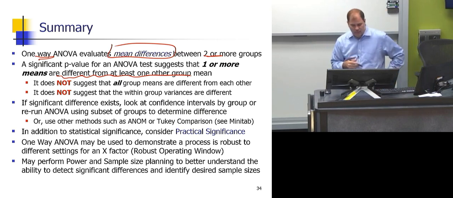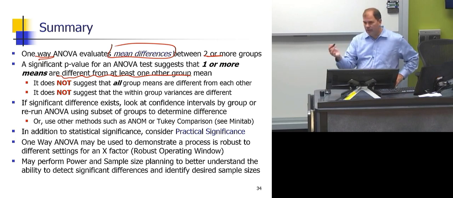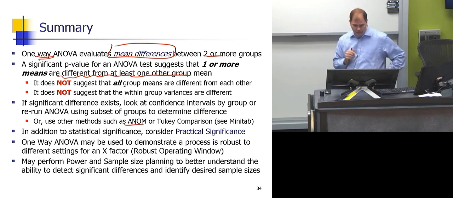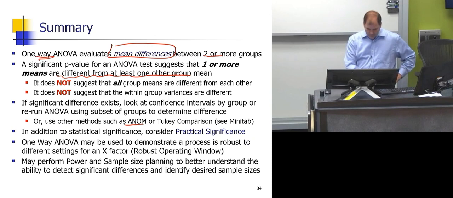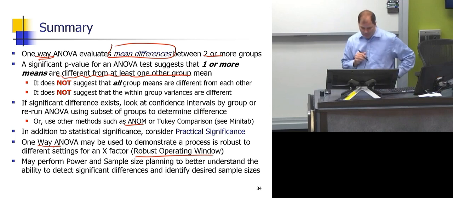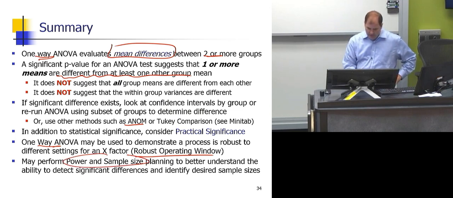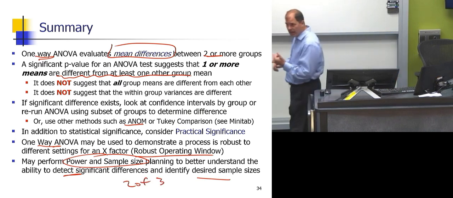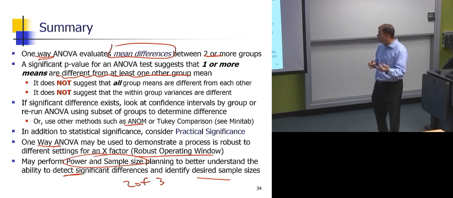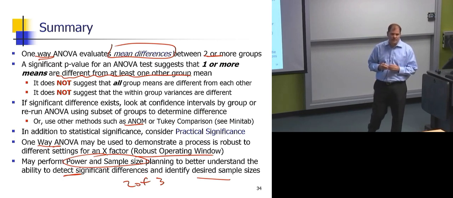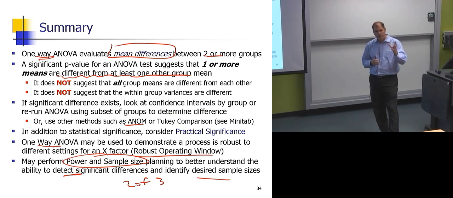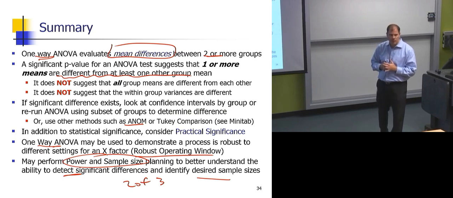If you do have a difference, we can follow that up, either with confidence intervals or analysis of means or other methods. We talked about using one-way ANOVA to identify a robust operating window. And then finally, power and sample size planning. You have sample size, you have the power, and you have the amount you're trying to detect. And you should be able to play with two of any of those three and solve for the third using the assumptions for the other parameters.